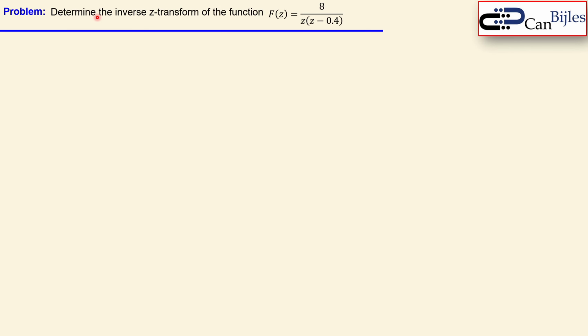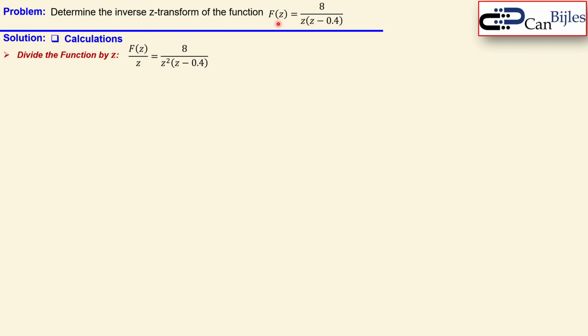We would like to determine the inverse z-transform of this function, which is a second order system or second order expression, 8 over z times z minus 0.4. So how to determine now the inverse z-transform? So let's see that in our solutions. The calculations first. We divide, as we did in the previous examples, the function here by z.